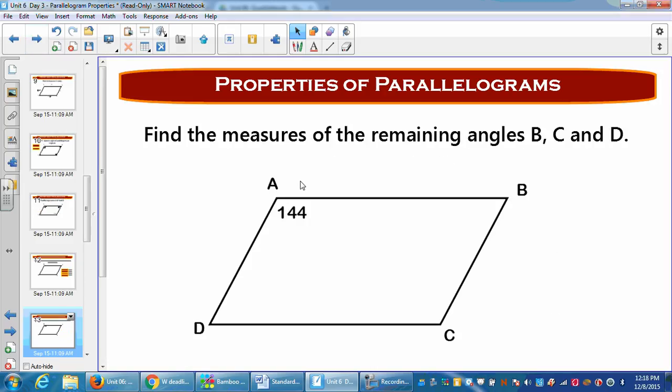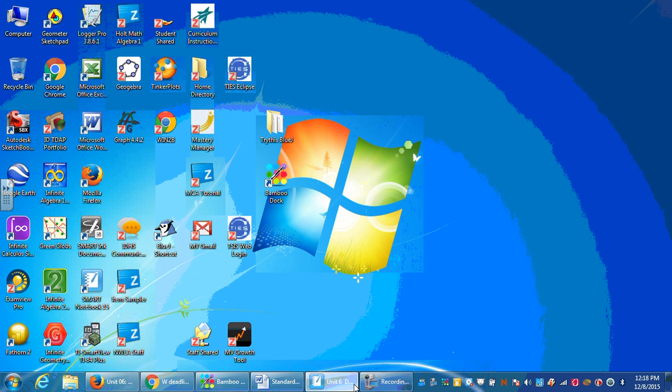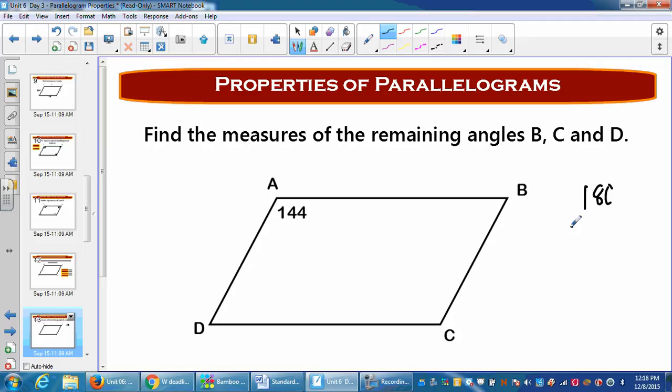Now, if we have one angle, which is 144, I can take 180 minus 144, and I'll get the value 36. So this value is 36. If I take 180 minus 36, I get this next one, which is 144. 180 minus 144, and I get 36, and so on.